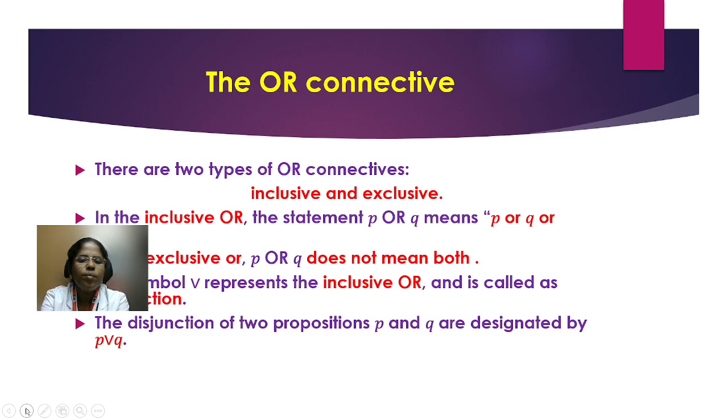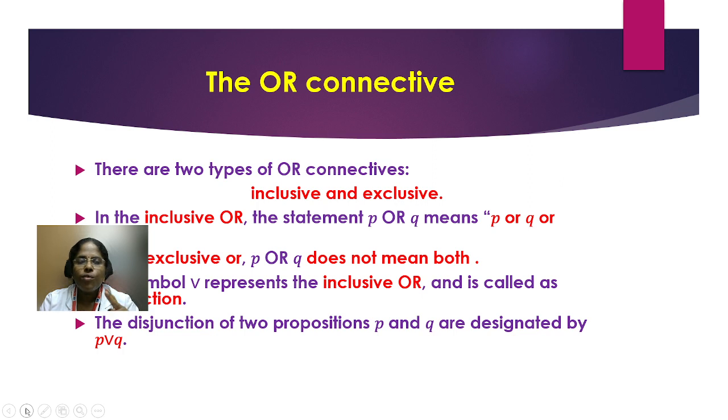So the next thing, the OR connective. There are two types of OR connectives, inclusive and exclusive. In the inclusive OR, the statement P or Q means P or Q or both. In the exclusive OR, P or Q does not mean both. The symbol we use represents the inclusive OR, and it is called disjunction. What is meant by AND? AND is the conjunction, but OR represents the disjunction.